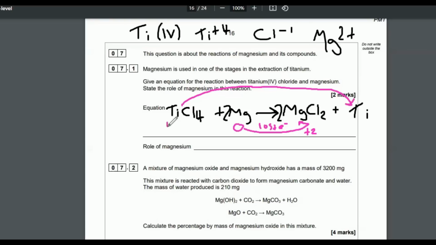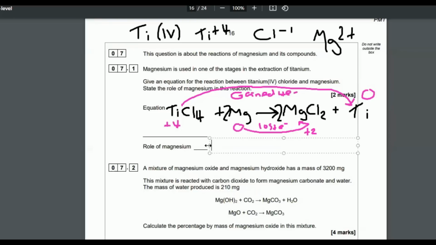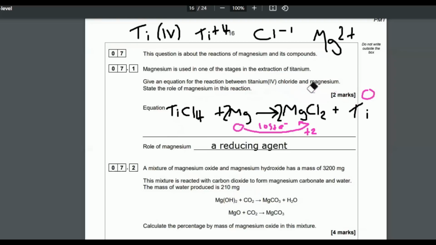Now, the titanium here is in a +4 state, and over here it's in its elemental form, so 0. So that means the titanium has gained 4 electrons. And OIL RIG, if you gain electrons, RIG, reduction is gain. The role of magnesium, magnesium has caused the titanium to be reduced. So we will say magnesium is a reducing agent. Okay, let's get rid of this stuff because it's bright pink and might be off-putting for what we're doing. So there are the answers there, and that's going to get you 2 marks.